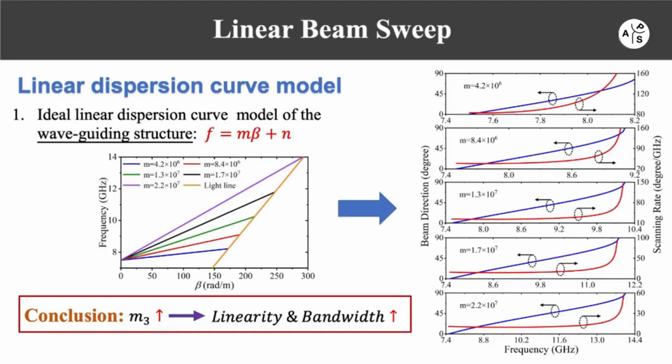Secondly, we calculated the beam directions and scanning rates for different slopes of the linear dispersion curves. By comparison, we realized the beam scanning linearity of this ideal model can be improved by increasing the slope, which is opposite to the condition of high scanning rate. So, if we want to balance the high scanning rate and beam scanning linearity, we should choose a suitable slope of the linear dispersion curve.